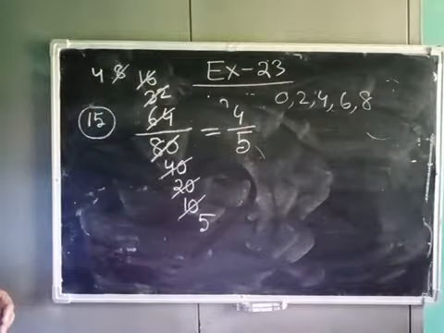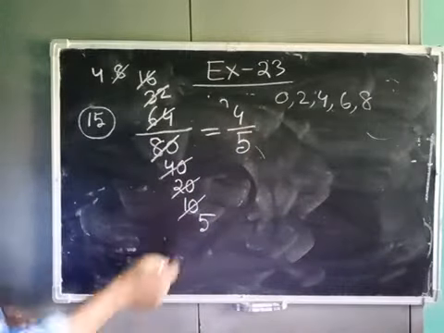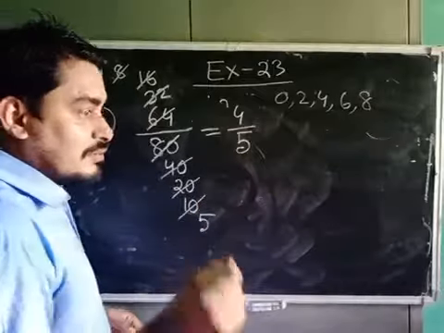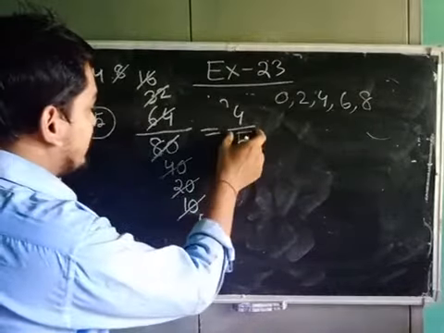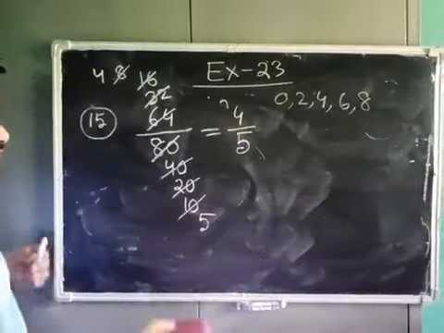So now think, is there any number which can divide both the numbers 4 and 5? No, there is no number which can divide 4 and 5 together. Understand? That is why it is the simplest form of this one. So it is your answer. So in this way you have to solve.